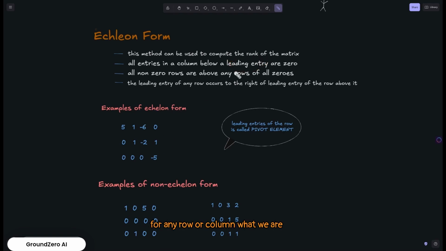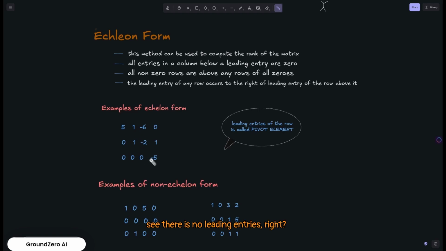A leading entry is, for any row we are considering, the first element that is not zero. So here in this first column, you see this 5 is the leading entry. The 1 won't be a leading entry because in this row, 5 has already occurred. But when you see the second column, right, here you see 0 is there. So this won't be a leading entry. But yes, 1 is there in this second row, so this would be a leading entry.